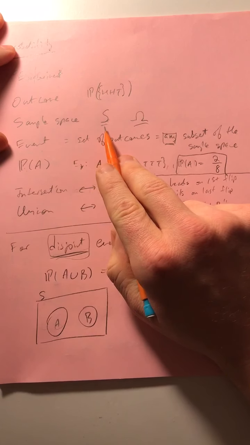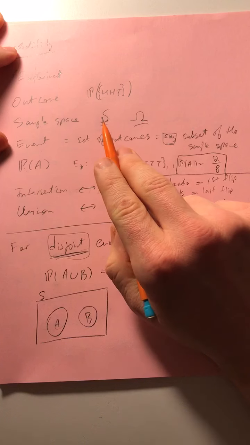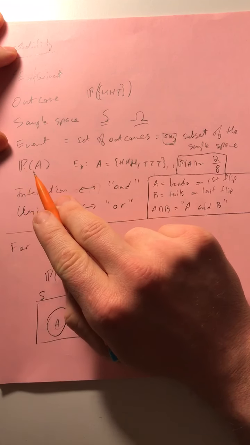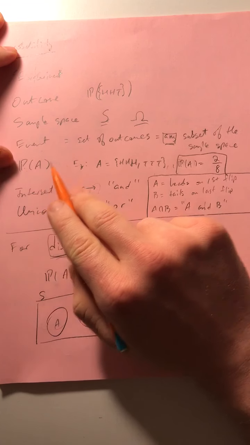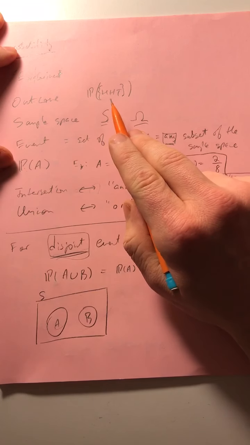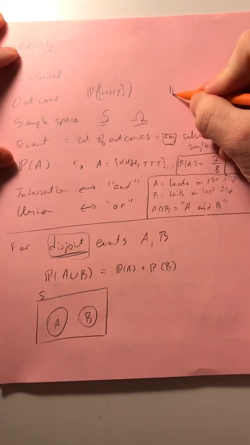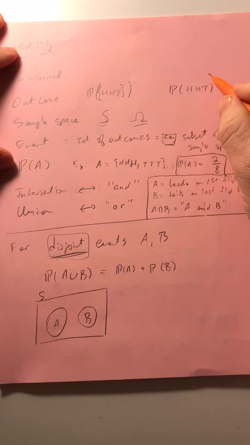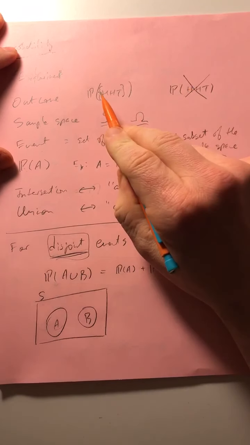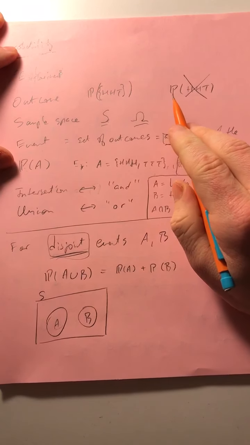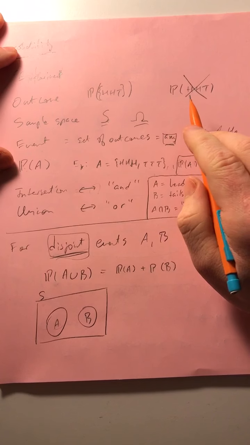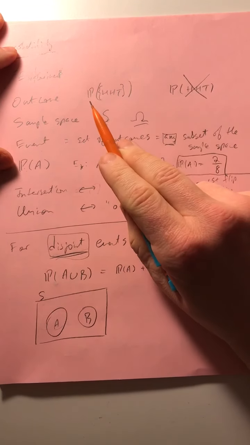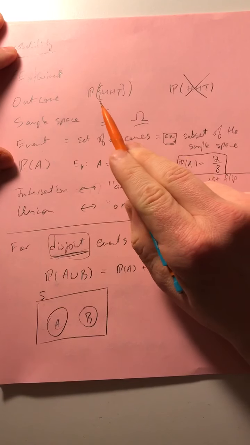Events are subsets of the sample space, and formally speaking, I only ever talk about the probability of an event and not the probability of an outcome. So for example, you could say, what's the probability of observing heads, heads, tails? And I could write one of these two things, right? This one is incorrect. This one is the one that's correct. It's because I don't talk about the probability of an outcome. I don't talk about the probability of a member of the sample space. I talk about the probability of a subset of the sample space.